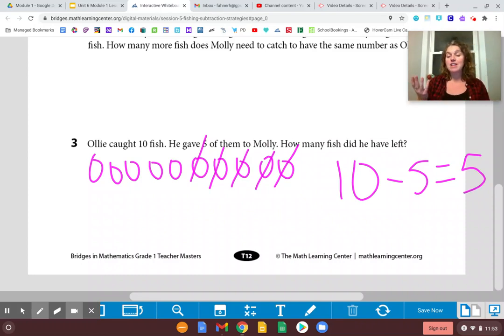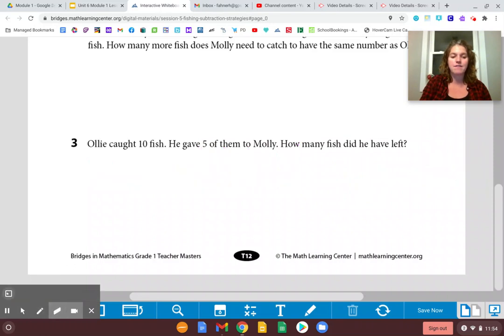So your answer should be 5. Some of you knew that fact already in your head. It's one of those doubles facts we've been practicing. You can look at the picture or your number rack to see that there are 5 left. He has 5 left.